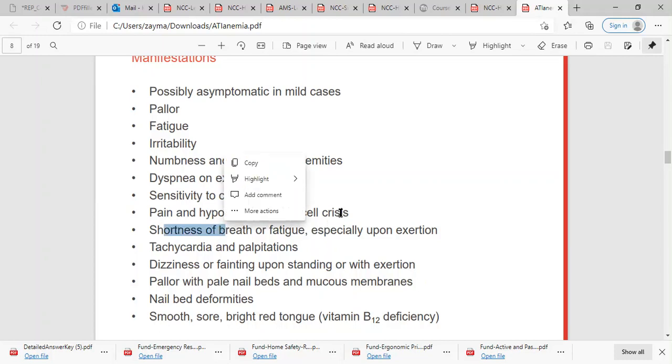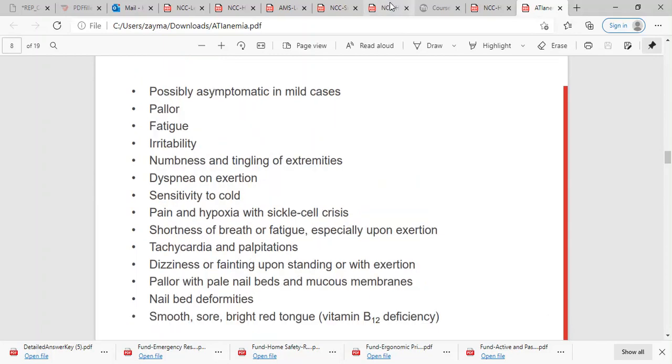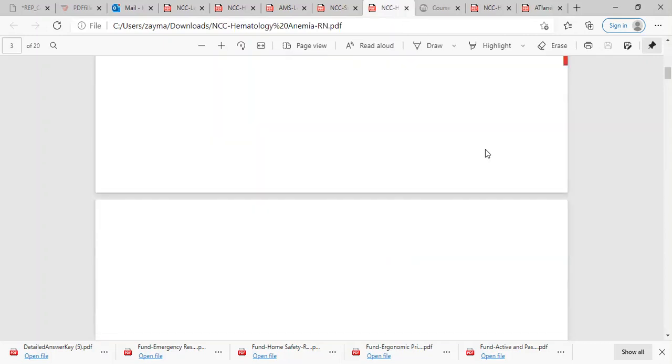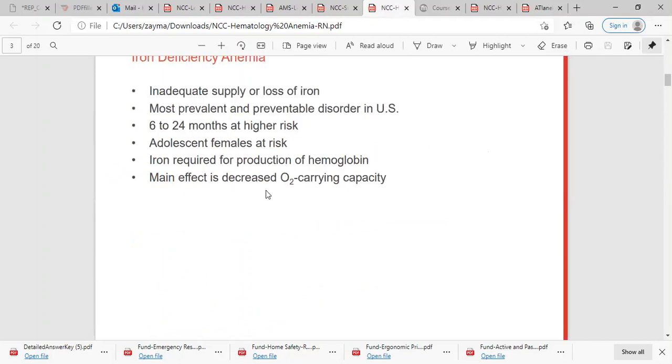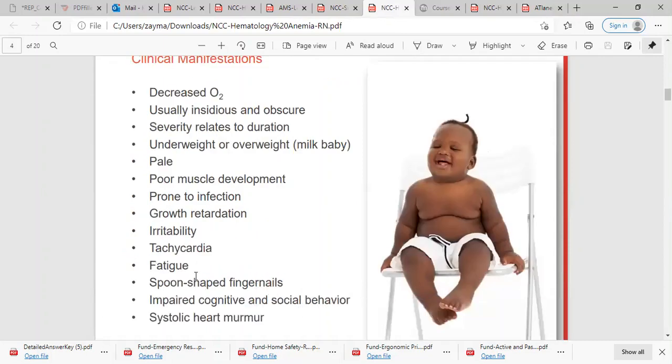Again, sickle cell, we'll talk about in a second, that hypoxia can lead to severe pain, sensitivity to cold, and nail bed deformities. And if you look at the pediatric version of anemia manifestations, a lot of it is the same, but they did give you these spoon-shaped fingernails. That was one of the questions on the proctor, right? So spoon-shaped fingernails could be a sign of anemia.